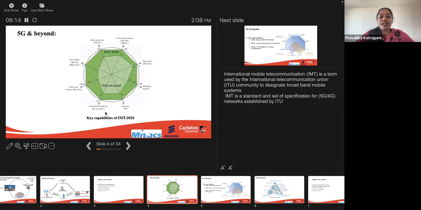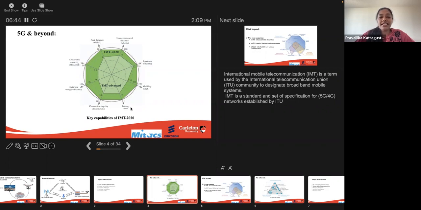And the other key capability is the connection density. So in a given area, for how many devices can it provide quality of service. Here we can see 10 power 5 devices per kilometer square for 4G, and 10 power 6 devices per kilometer square for 5G. And latency is one of the other key capabilities.